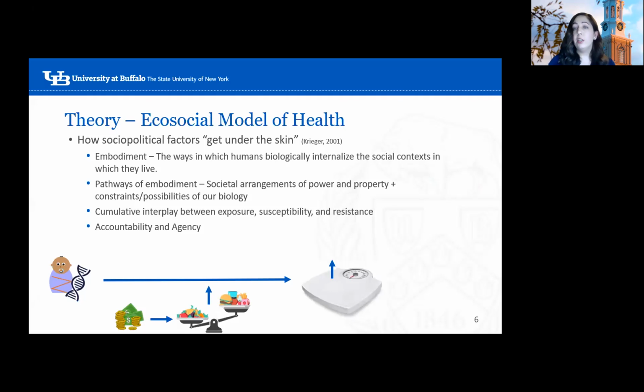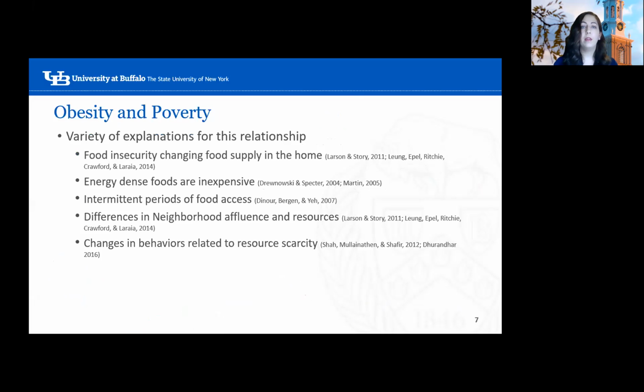To look at this relationship between poverty and obesity, I started from an ecosocial perspective, which is a focus on how sociopolitical factors affect health by looking for pathways of embodiment, or how we biologically internalize our positions in society. The goal, of course, being that if we understand these pathways, which are very complex, we'll know how best to intervene to even the playing field and give everyone an equal shot at well-being and longevity.